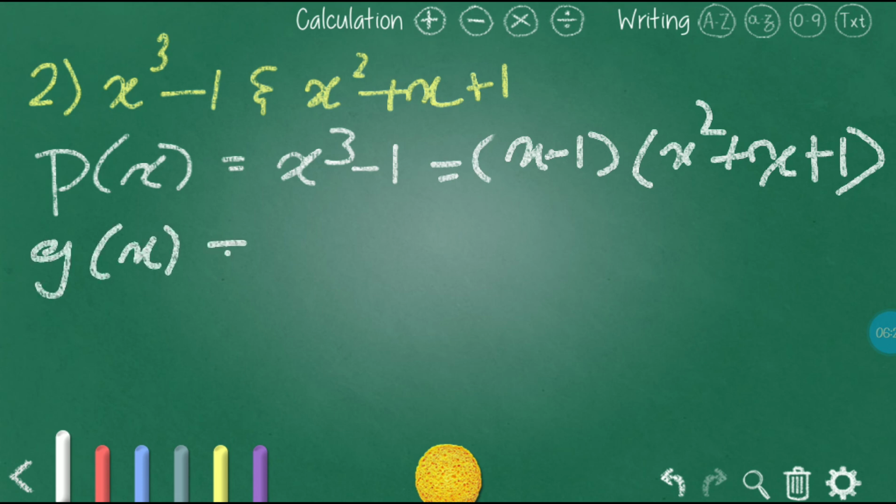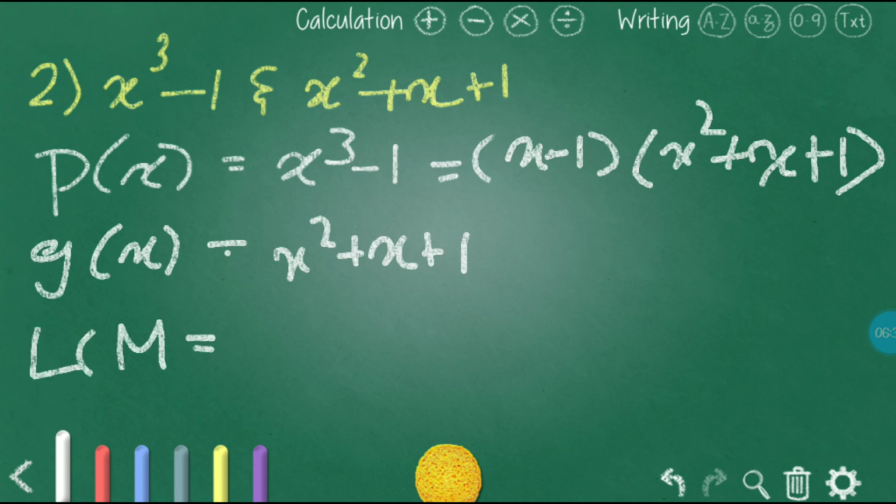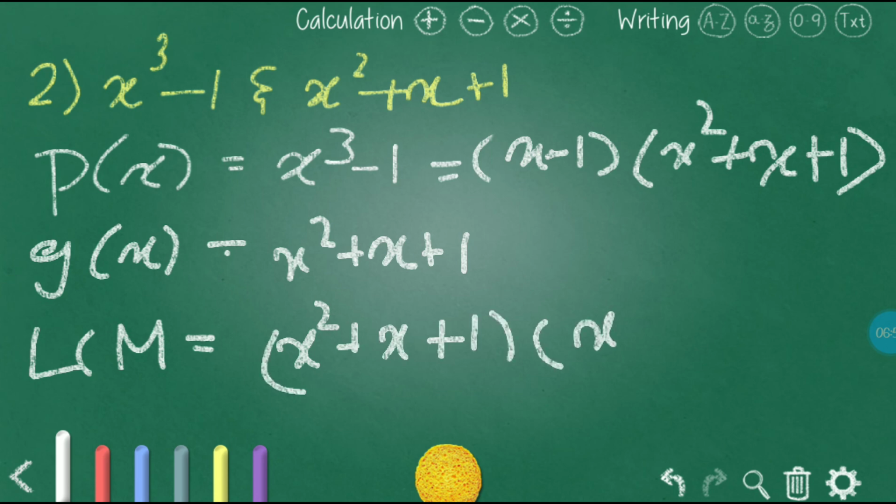Now we'll be looking at the g of x. It is x square plus x plus 1. So that we can't simplify anymore. So we will find the LCM. That is x minus 1. We can write it, even though it is not common, we can take it. First the common terms are these two, right? Let's write it. That is x square plus x plus 1, and this x minus 1 is left out, right?